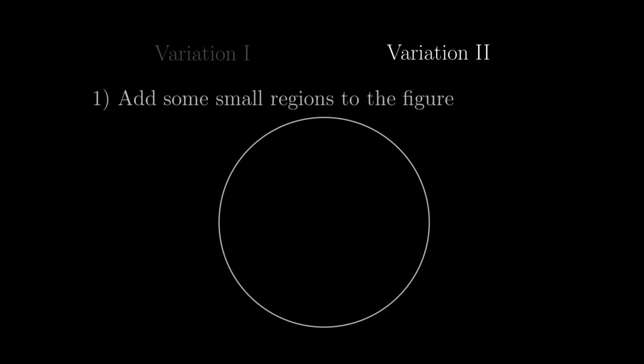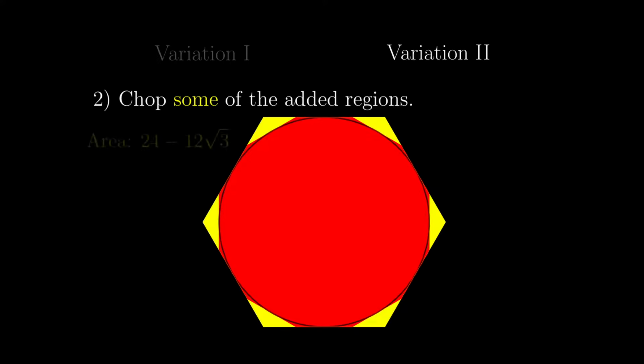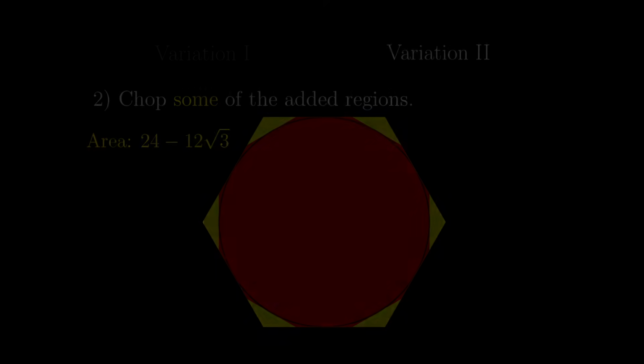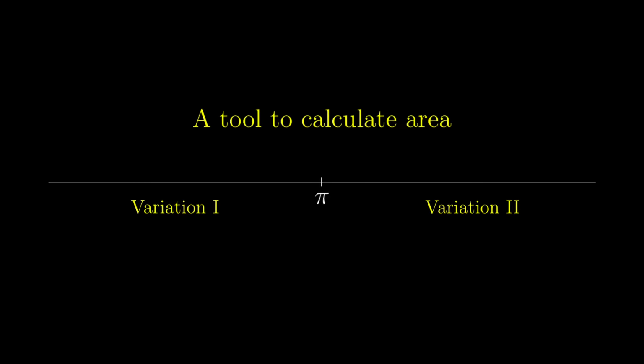The second variation is to add something to the intended figure and calculate its area. Then chop some of the added regions and calculate the area again. So in this variation, we approach pi from above as opposed to the previous method, which approaches pi from below. Although it sounds like it acts only as a tool to calculate the area of a curved figure, more importantly, it is used to define the area of such a figure in the ancient times.